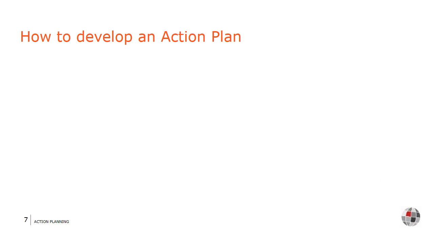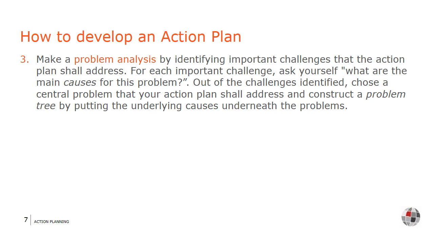Now, having determined the focus area and identified the key stakeholders, make a problem analysis by identifying the most important challenges that the action plan shall address. For each important challenge, ask yourself, what are the main causes of this problem? Out of the challenges identified, choose a central problem that your action plan will address and construct a problem tree by putting the underlying causes underneath the problems. An example of a problem tree is shown on the next slide.